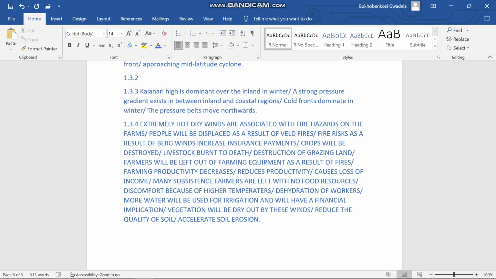For why berg winds are a concern to the farmers of South Africa, or to the farmers that are experiencing berg winds, these are the reasons. You must choose only four, which are going to be 4 times 2, which equals 8. It must be 8 lines, with sentences that make sense, and these sentences must have the points I've given you. You must choose 4.